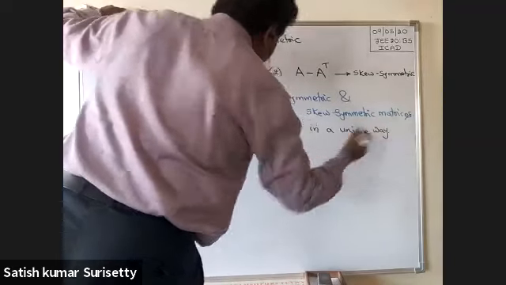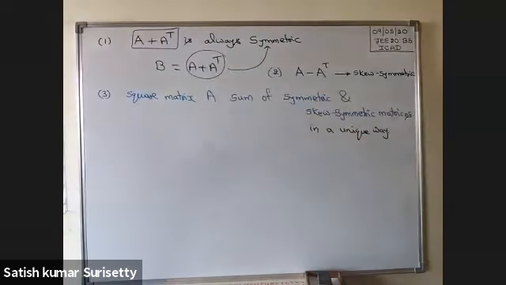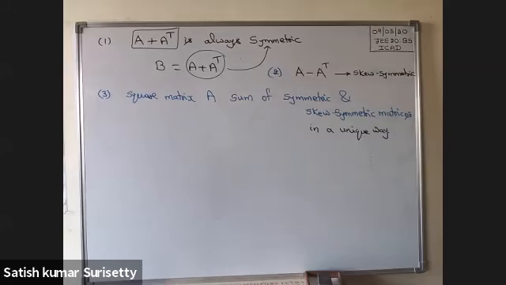What is the meaning of unique way? Only one possibility is there. Have you understood this statement? Can you justify this? Any square matrix A can be expressed as sum of symmetric and skew symmetric matrices in a unique way. Try to justify, all of you, mathematically first.